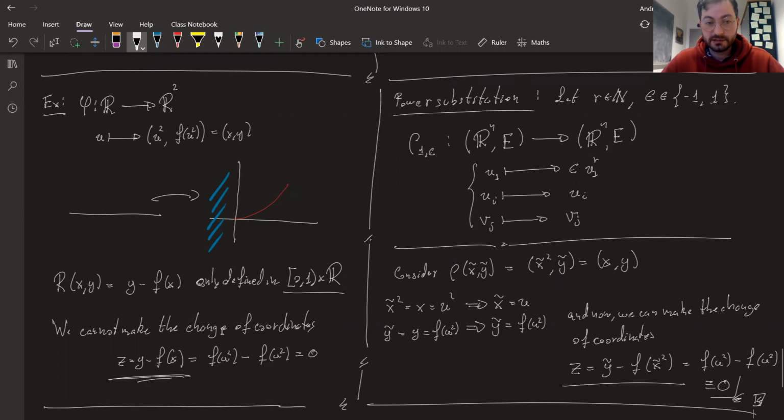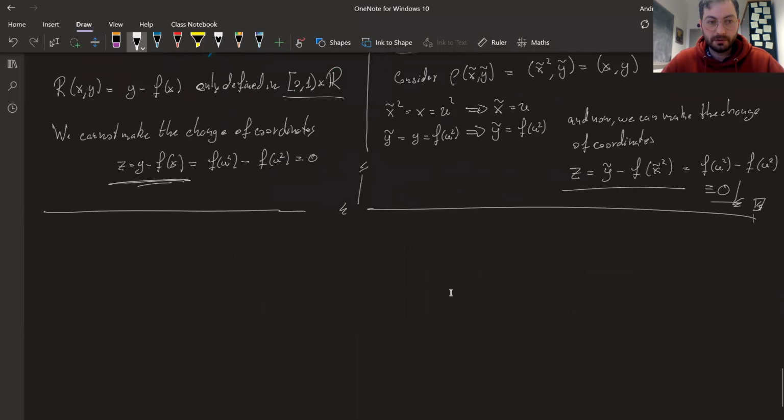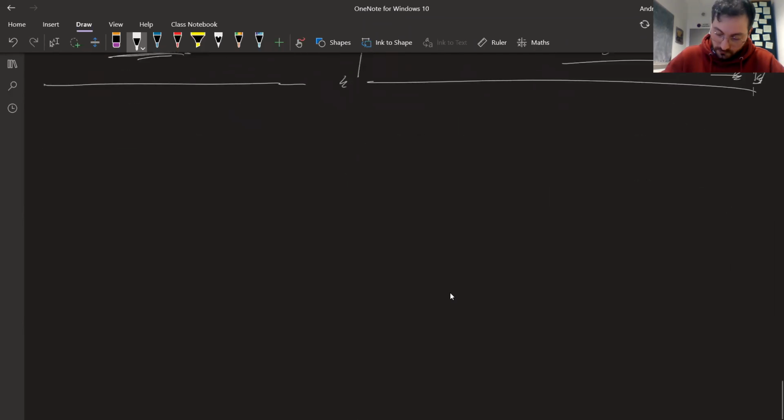In general, we cannot get relations in open sets like this. So that's why we use power substitutions. Right.